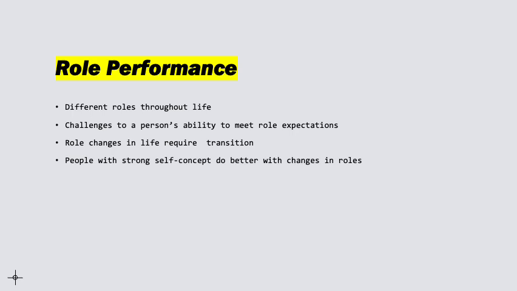Role changes in life also require transition. This transition can be situational, such as the death of a spouse or child, divorce, job termination, and relocation. It can also be developmental, such as commencement of a career, marriage, parenthood, retirement, and so on. People with strong self-concepts do better with changes in roles. People with a strong self-concept are better able to draw upon personal strengths to adjust to the changes in roles than people with a weak self-concept.